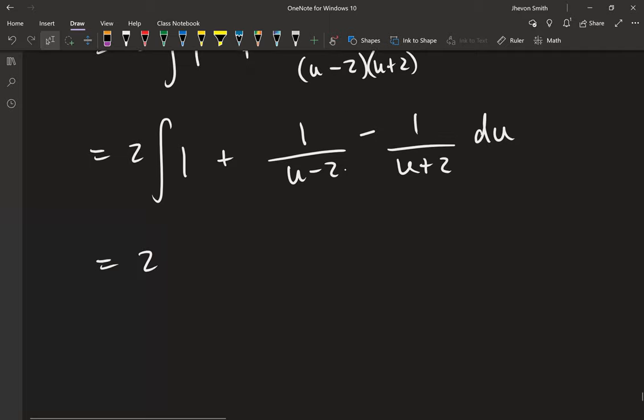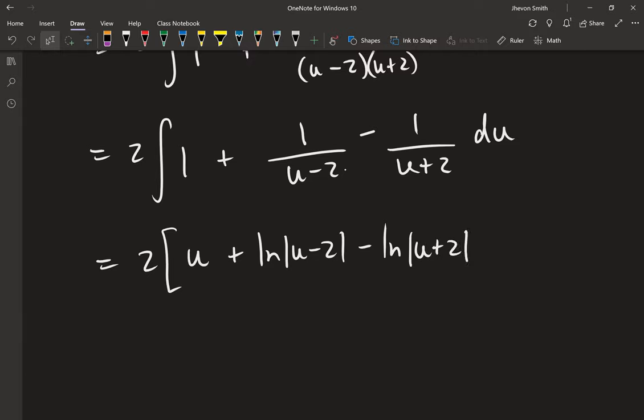And if you were to integrate it, you would get, like, x plus... no, be careful, it's not x. You would get u. You have a du. So the integral is the variable u plus ln of u minus 2 minus ln of u plus 2, and after that, you close the brackets and you add the arbitrary constant c. And after that, you multiply and do the distributive property.